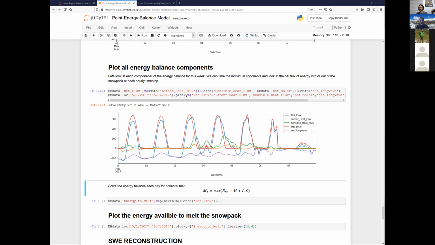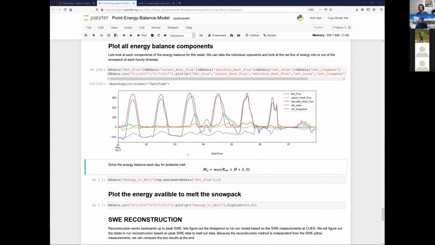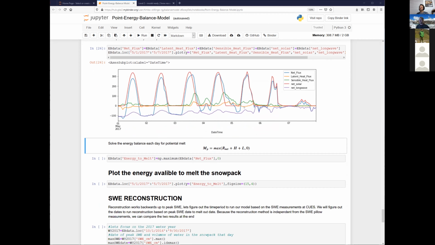Like right here, for example, we can see periods of time when the net flux is still positive. And a lot of that has to do with the long wave radiation balance, and the sensible and latent heat exchanges, which we can see here are positive due to high wind speeds and big temperature and vapor pressure differences that are driving energy into the snowpack and causing it to melt.